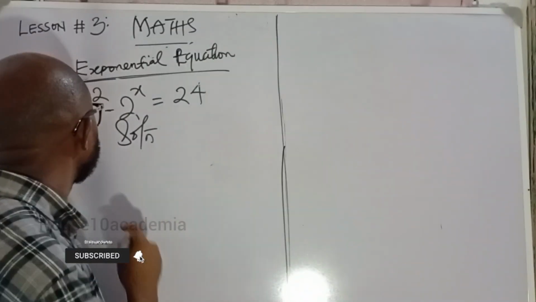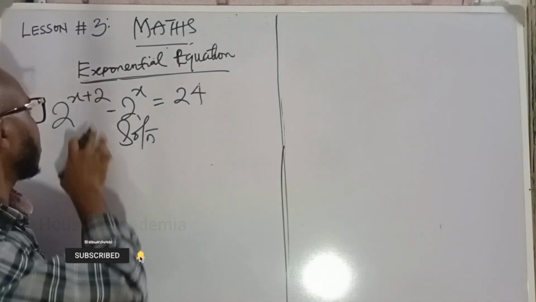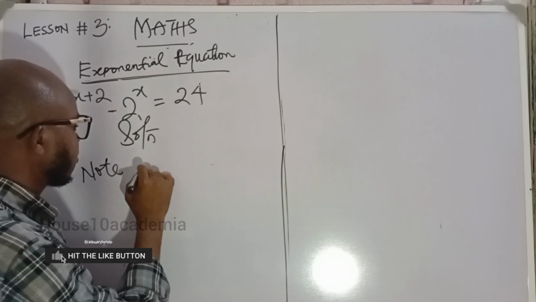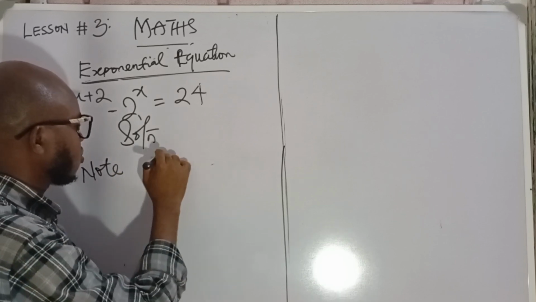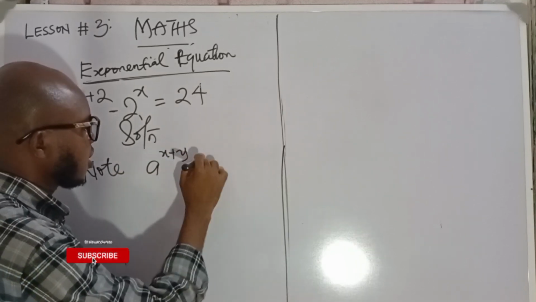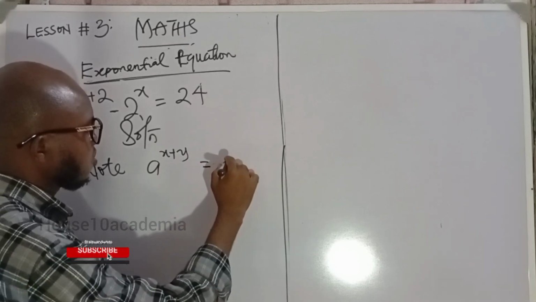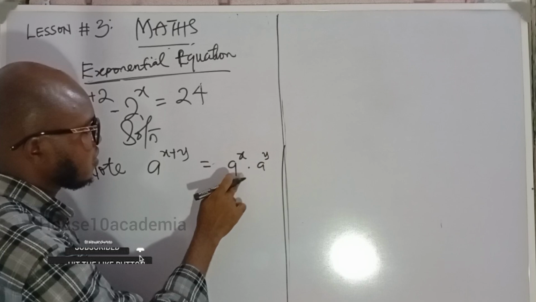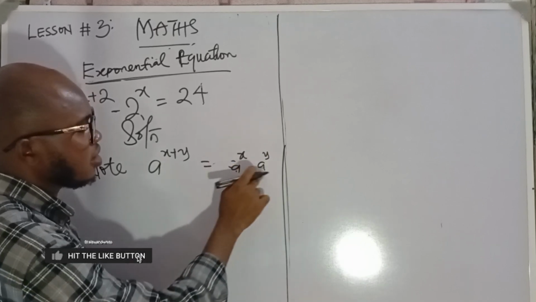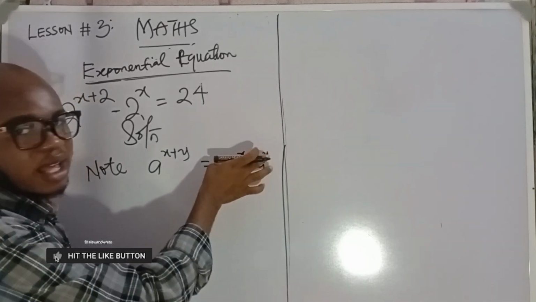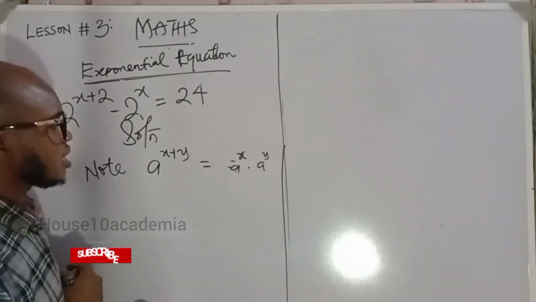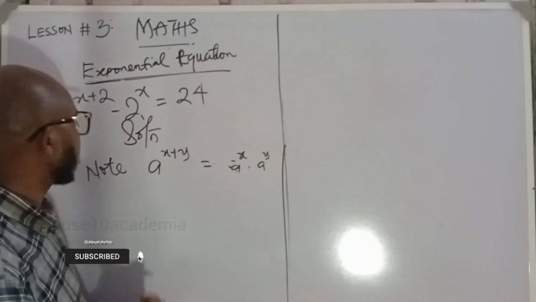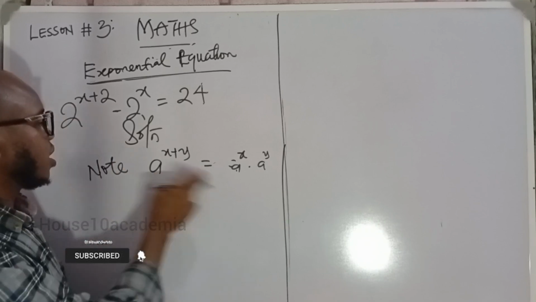Now we have 2 raised to power x plus 2. Now we can split this. Note that when you have a raised to power x plus y, it's the same thing as saying a^x times a^y, as far as the bases are equal. So you can add it. That is one of the laws of indices, that when the bases are equal, you can add the powers. So now for us to do this, we are going to split this in this form.